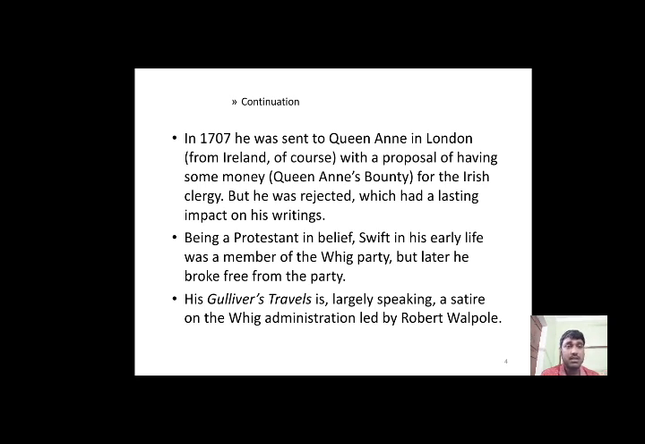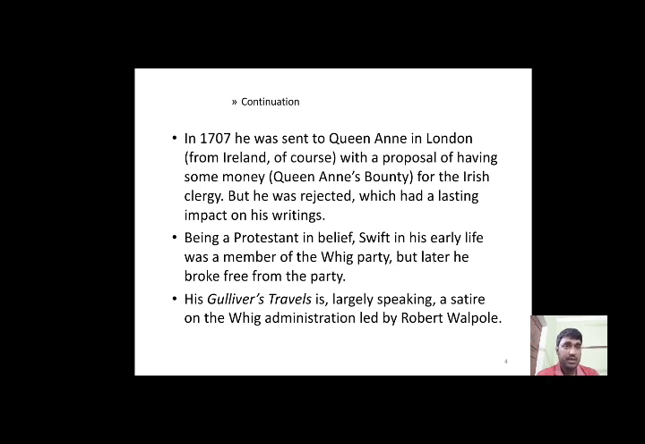Now, this huge amount of money, a lump sum, was already granted to the Anglican Church, to the members of the Anglican Church. Swift also wanted a similar amount of money for the Irish Church as well, but he was summarily rejected. This had a lasting impact on Swift's life and on Swift's writing, because after that he changed his party. When Swift was rejected by Queen Anne, Swift found that the Tory party was more sympathetic to his cause.